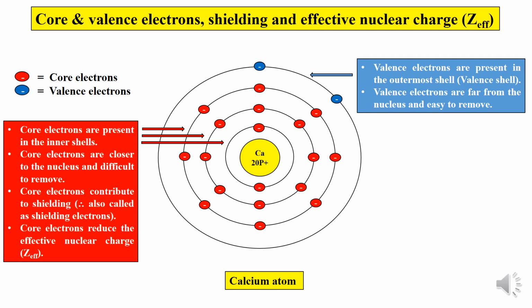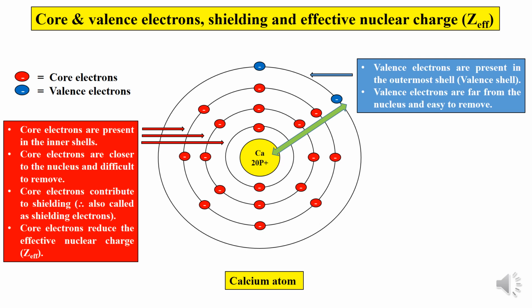Now, what is shielding? Shielding is a phenomenon where the inner core electrons partially block or reduce the electrostatic force of attraction between the positively charged protons and the valence electrons. And most importantly, the core electrons reduce the effective nuclear charge.